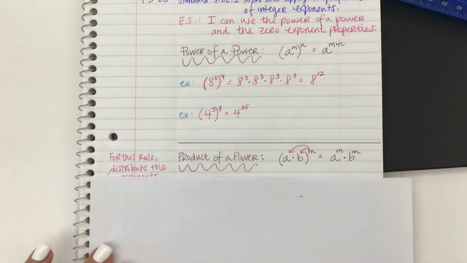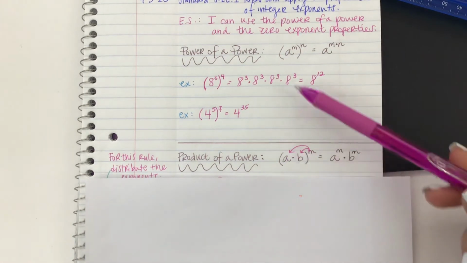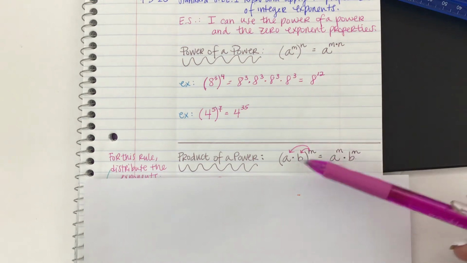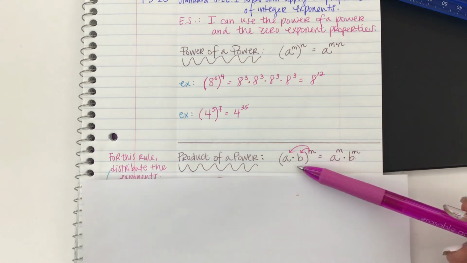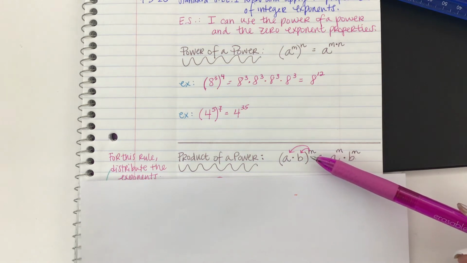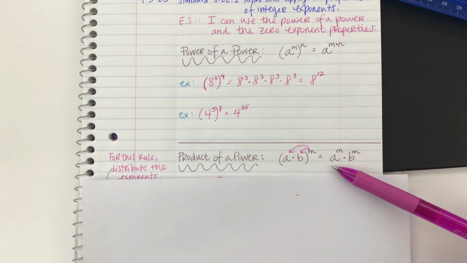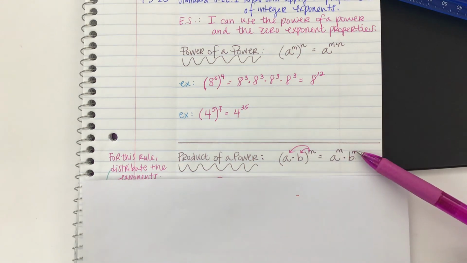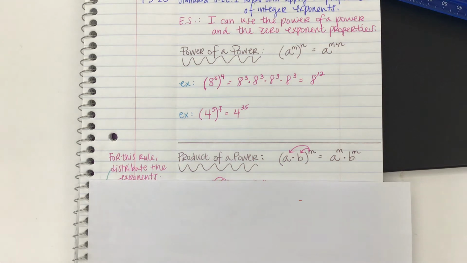Here we have the product of a power. So this rule actually uses this rule and combines it with something else. If you notice, we have two different bases now, base a and base b. You're multiplying those two different bases to the power of m. What we're doing here is we're actually distributing the exponent to everything inside of the parentheses. So that would equal a to the power of m times b to the power of m. And on the left-hand side here, I wrote, for this rule, you distribute the exponents, okay? If you think about it, distributing means you multiply.